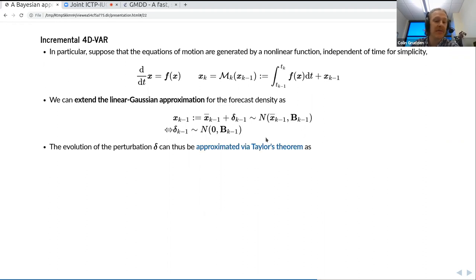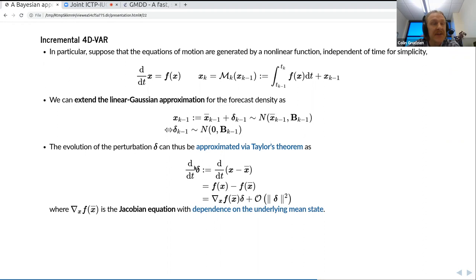Then the evolution of this perturbation can be approximated via Taylor's theorem. If we take the time derivative of delta, this is just taking the time derivative of this difference, which is governed by the equations of motion with this f. At first order, we can write this with the derivative in the Jacobian sense, nabla in x, evaluated at the mean, applied to this perturbation delta, plus order delta norm squared terms, where this is the Jacobian with the dependence on the underlying mean state.